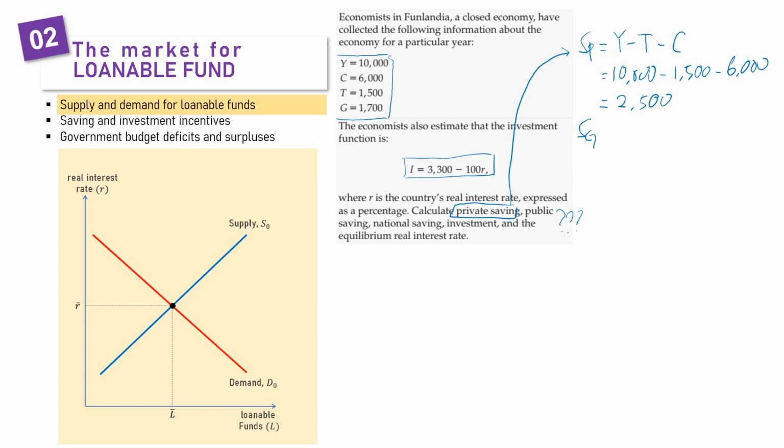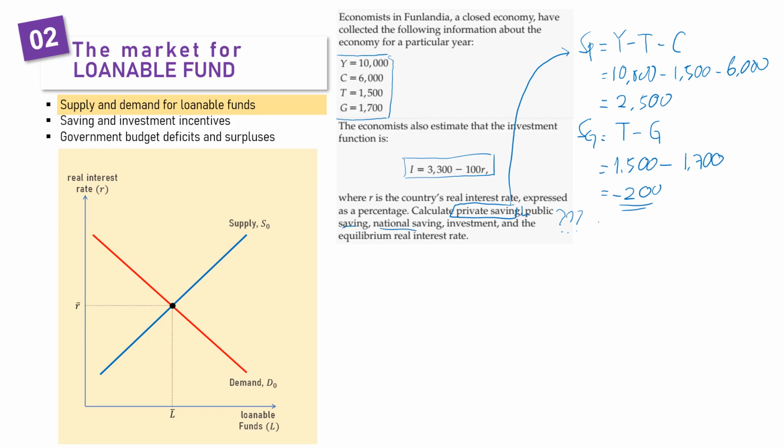Okay, and how about the public saving? Public saving is defined as the difference between tax and government spending, and we also have the information. Tax is given by this number, and G is 700. All right, so we have the budget deficit of this country, which is 200, or the public saving is minus 200.